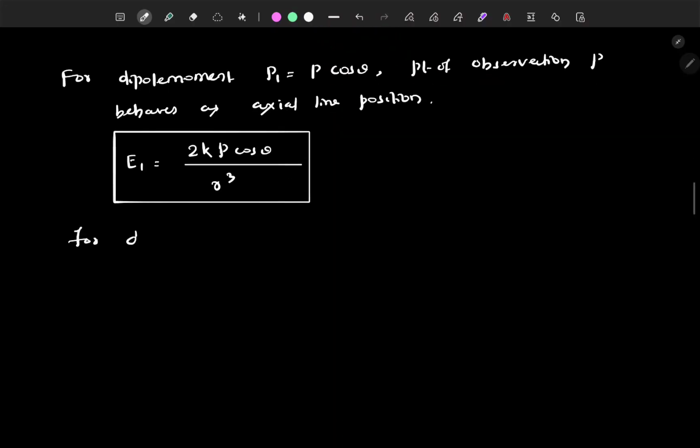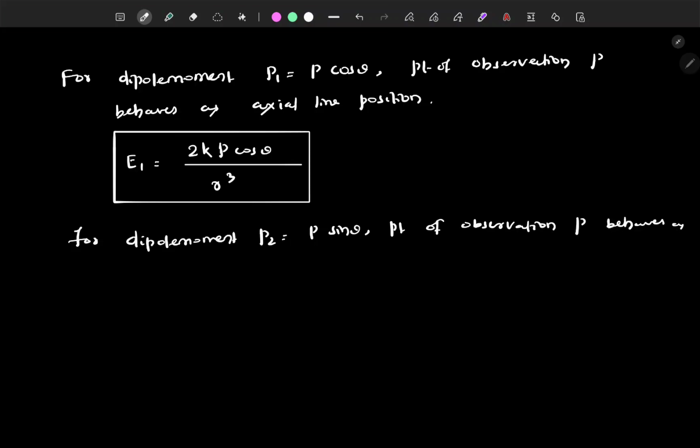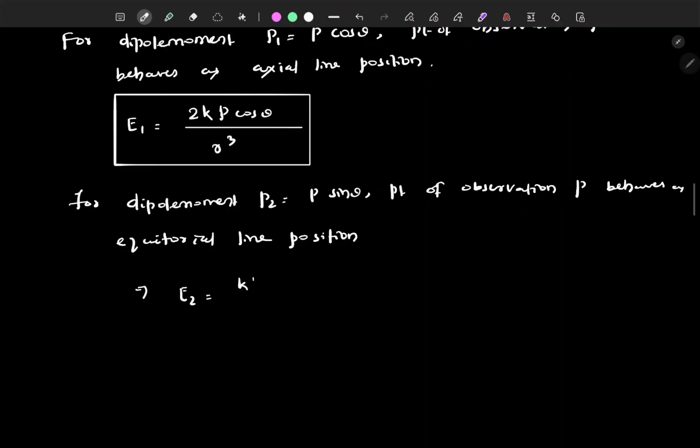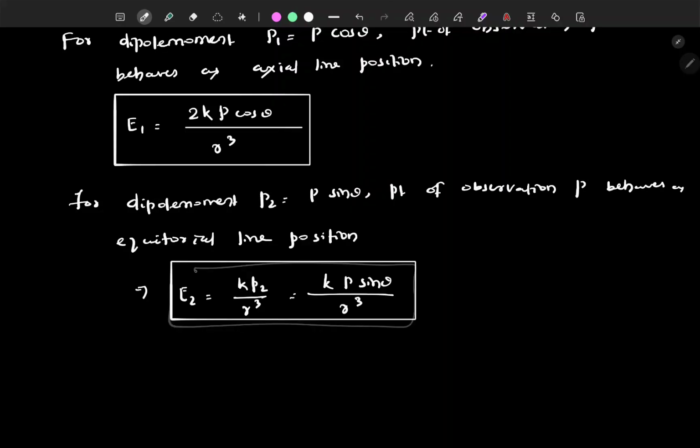In the same way, for dipole moment P2 equal to P sin theta, point of observation P behaves as an equatorial line position, which implies E2 will be K P2 divided by RQ. So P2 value is P sin theta, so K P sin theta by RQ. So this is the answer of E2.